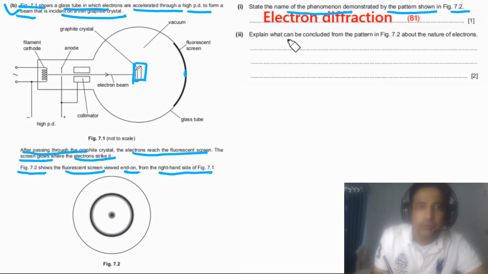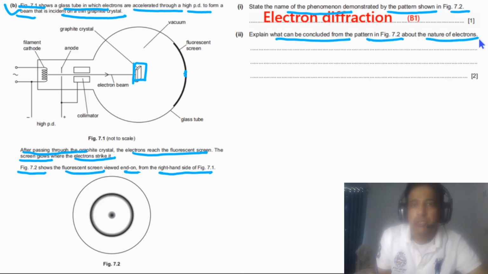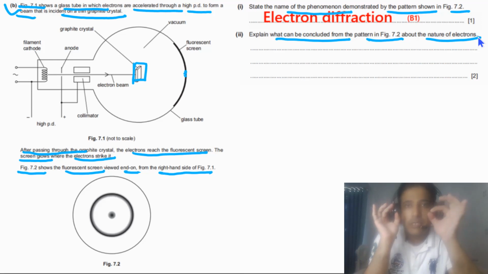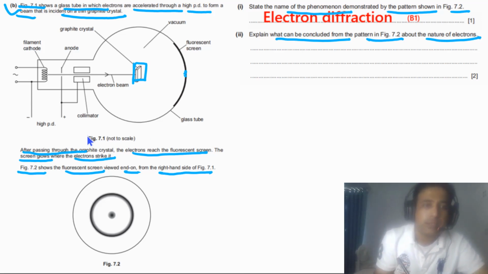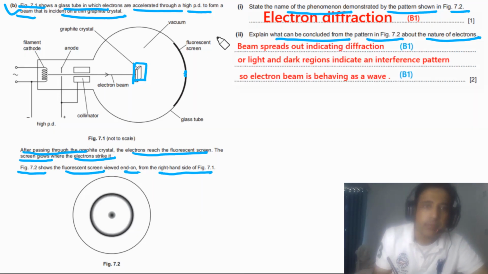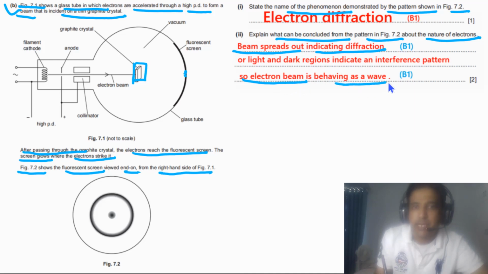For the second part we need to explain what can be concluded from the pattern in 7.2 about the nature of electrons. The electrons diffract, and only waves can diffract. Diffraction is a property associated with waves. So electrons are behaving as waves. For the second part we can simply say the beam spreads out, indicating diffraction, so the electron beam is behaving as a wave. If you write down these 2 points you will get 2 marks.